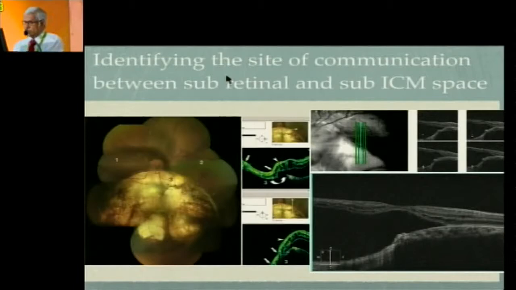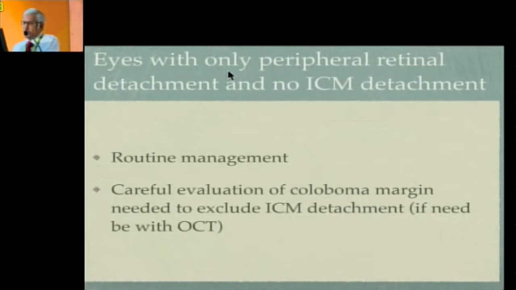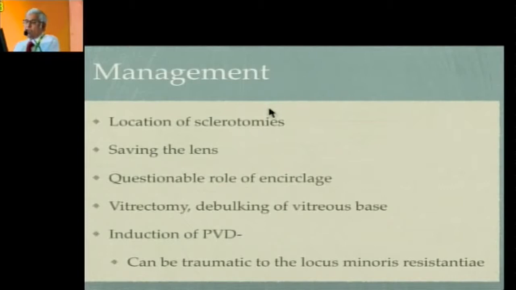So eyes with only peripheral retinal detachment and no ICM detachment, you manage routinely, ignoring the coloboma. When you opt to do a vitrectomy, you must understand that the location of sclerotomies would vary depending upon the degree of microphthalmia. You may have to sacrifice the lens in a few cases, even if the lens is clear, because of the eyeball being so small, the lens being correspondingly large.